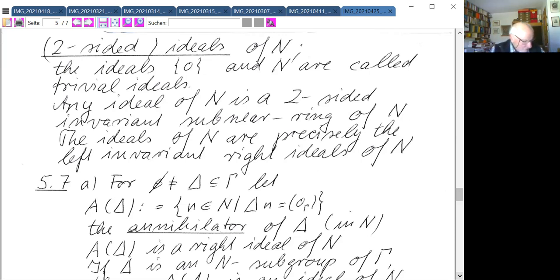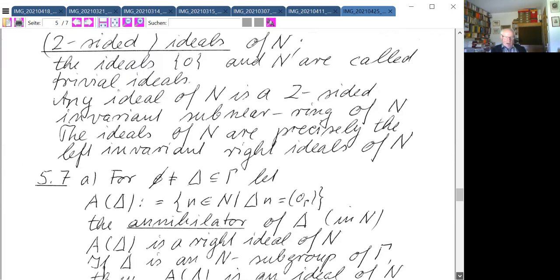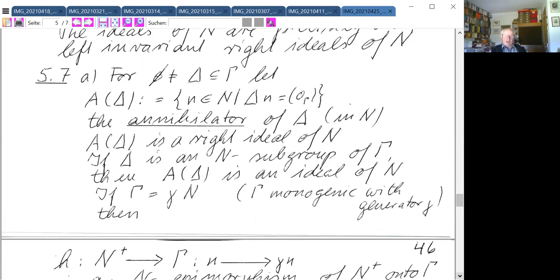Now, for our further consideration, we need annihilators. If you are given a subset Delta of Gamma, then the annihilator of Delta is defined to be the set of all elements n of N such that Delta n is 0. If Delta would be one element, then it's obvious to compute that the annihilator of a small gamma is a right ideal, and the annihilator of a capital Delta is a right ideal, since that's an intersection of many right ideals. If Delta is an N-subgroup of Gamma, then the annihilator of Delta is an ideal. Well, very simple.